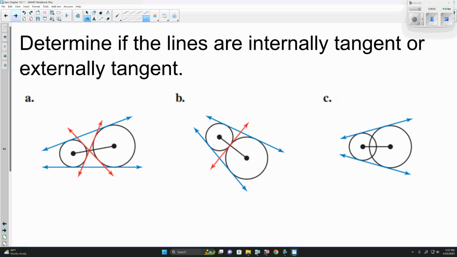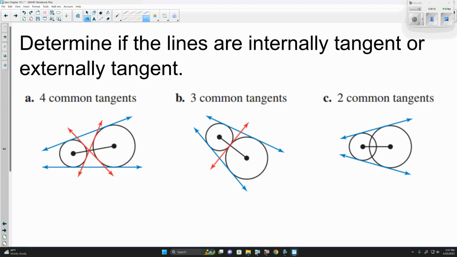And the way we can think about it is if it crosses between them, it is internally tangent. If it doesn't, it is externally tangent. So if we look at the first one here, these two blue lines are tangent to the two circles. They intersect each circle individually at 1 point. But does it cross between them? No. So they're externally tangent. The two red ones do indeed intersect each circle at 1 point. But since it goes through the middle, it intersects that line connecting the two centers. They are internal. And that's the only real difference.